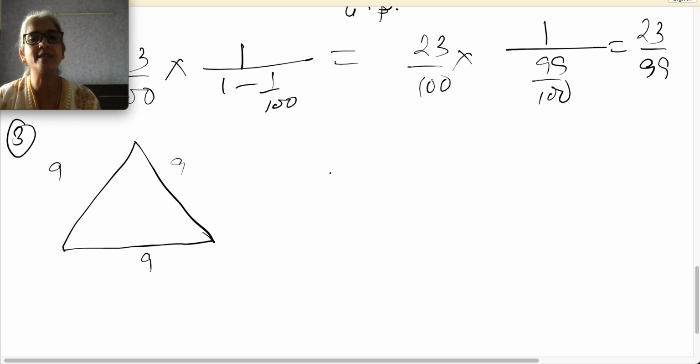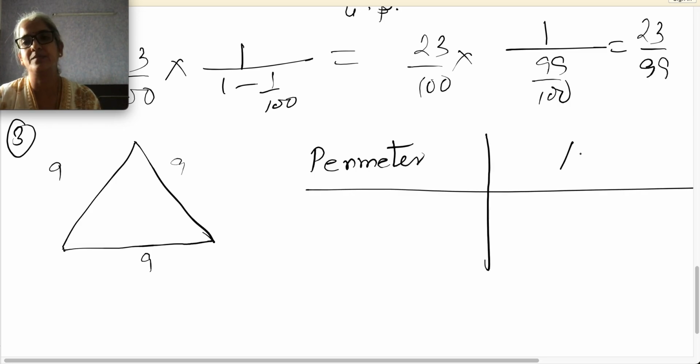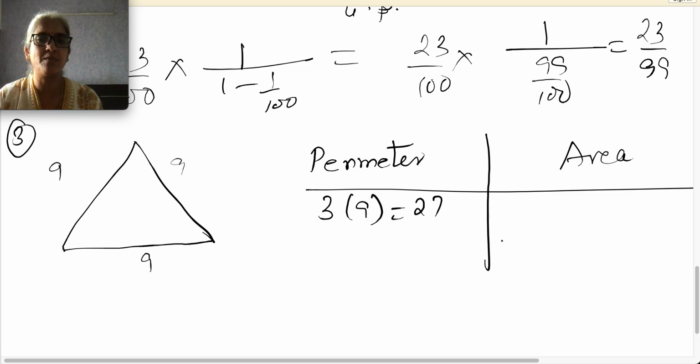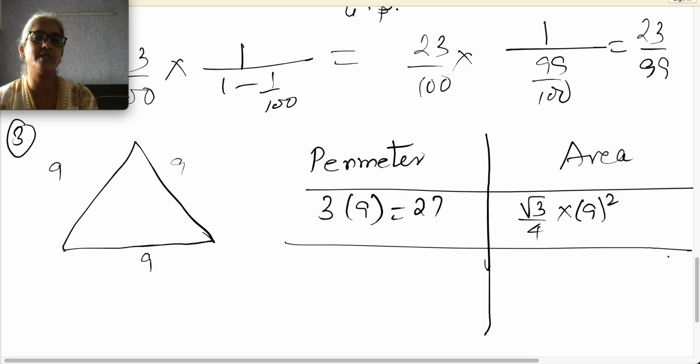So write down what is the area. Perimeter and area is what I'll write down. So I have 3 sides, each of length 9. So that's my perimeter. And area for an equilateral triangle is root 3 by 4 into side square. So that's my area, correct? This is for the first diagram.